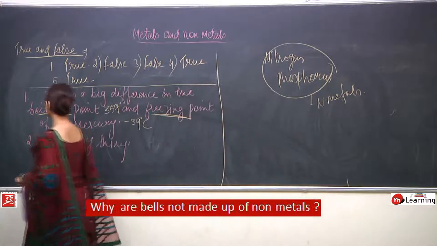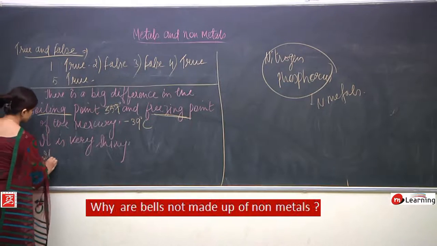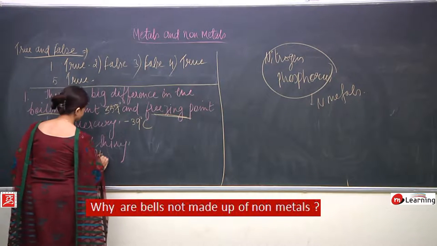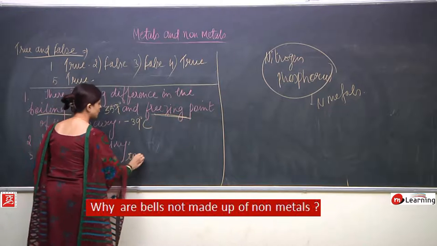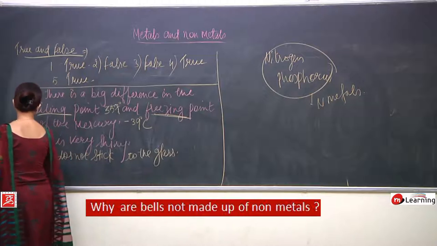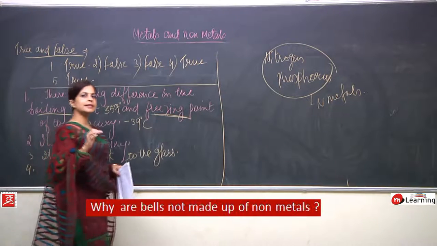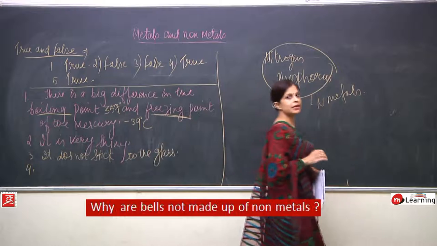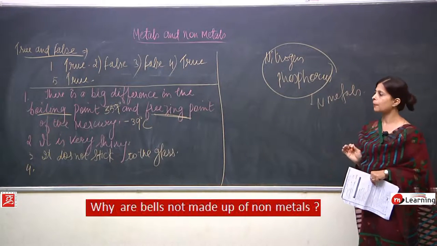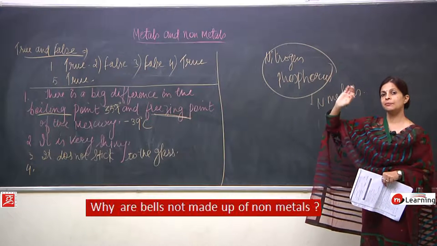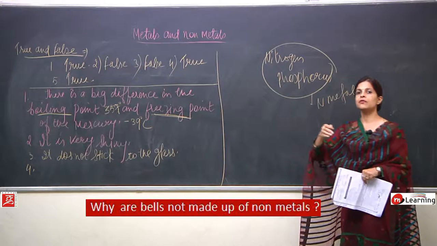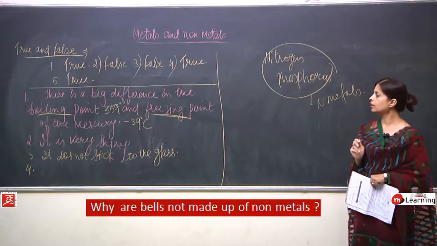Then the third point we can write is, it does not stick to the glass. Suppose somebody has measured the temperature and it is at 104, it doesn't stick over there at 104 and say, no, I won't come down. If high temperature is given, it will move accordingly, and automatically when it is removed, it will come to the normal.